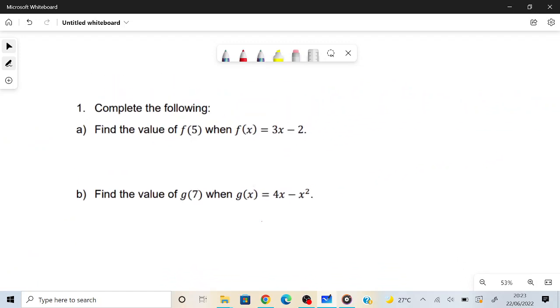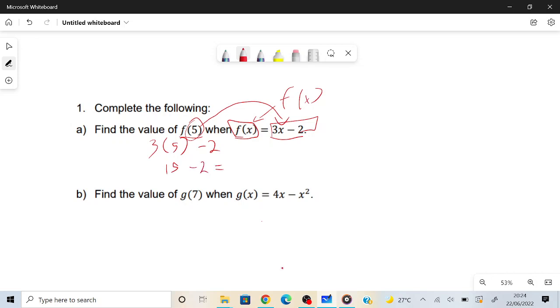So complete the following. For the first question we have, find the value of f of 5 when f of x is equal to 3x minus 2. Whenever it says something like f of x, this is basically just representing some sort of expression. In this case it is 3x minus 2. So when it says f of 5, all they're saying is that you put this 5 in place of x over here. So we know that this then would be 3 times 5 minus 2. This is 15 minus 2. This would be 13. And that would be your final answer.